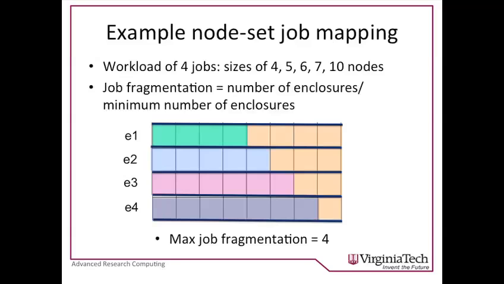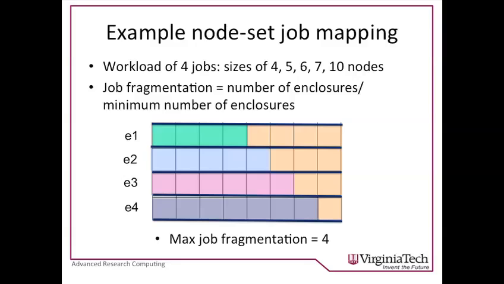Let's assume we have 5 jobs. And here for each job, I give its size in nodes. So you have sizes 4, 5, 6, 7, and 10. And let's define the job fragmentation as the number of enclosures divided by the minimum number of enclosures. So for all of them except the last one, the theoretical job fragmentation is 1 because all of them fit within one enclosure. The last one having 10 nodes needs 2 enclosures.